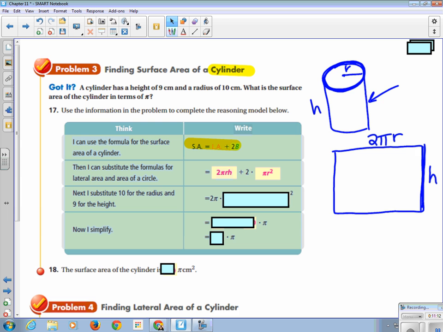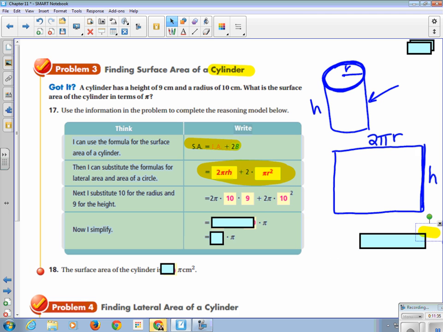So for this particular cylinder, let's highlight this because it's the actual real formula for a cylinder. We're going to use this over and over again. So we're going to substitute 10 in for the radius and 9 for the height. And then resolve those. 2 times 10 times 9 is 180. And 2 times 10 times 10 is 200.